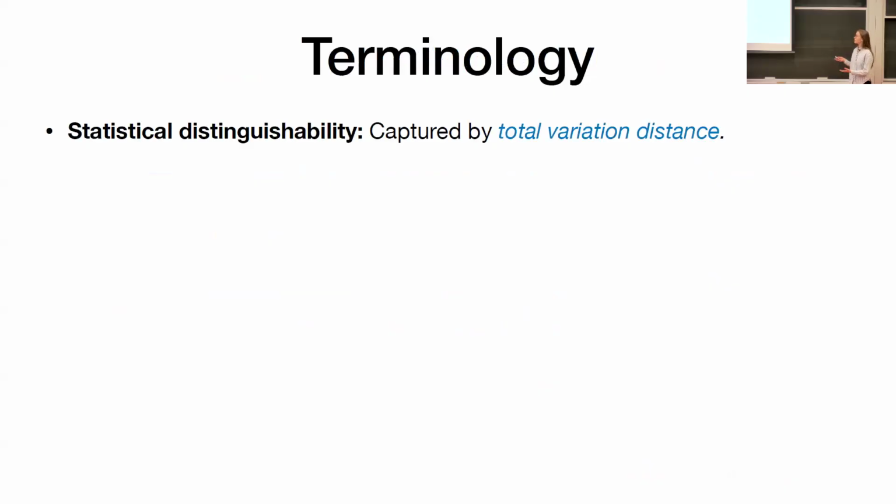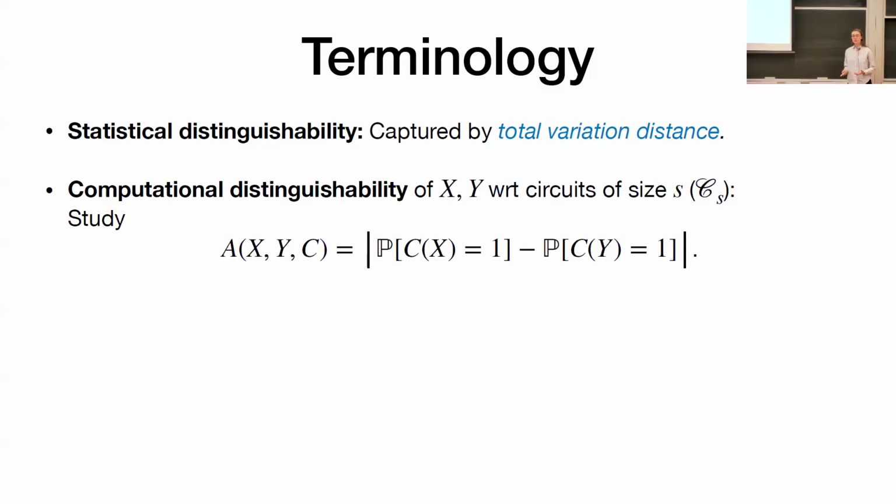Before getting into our results, we need to introduce some relevant terminology related to distinguishability. So for statistical distinguishability, the quantity we look at is the total variation distance. So when I say statistical distinguishability, I just mean the total variation distance between the distributions is something. On the other hand, for computational distinguishability within complexity and cryptography, we study the following quantity called the advantage. So we study the advantage of distinguishing X and Y with respect to circuits of size S. So for every circuit of size S, we look at A(X, Y, C), which measures the difference in the probability between the circuit outputting 1 on X and the circuit outputting 1 on Y.